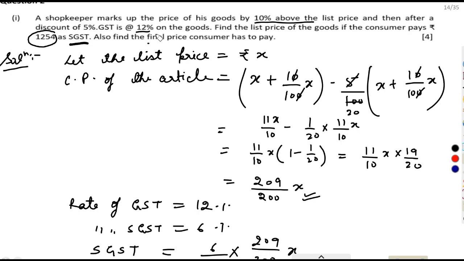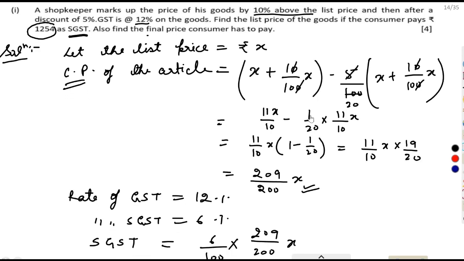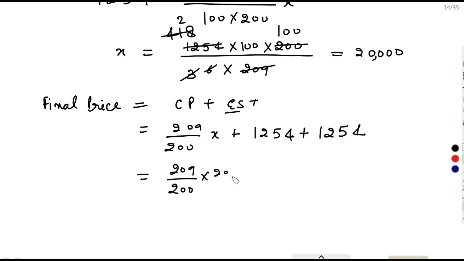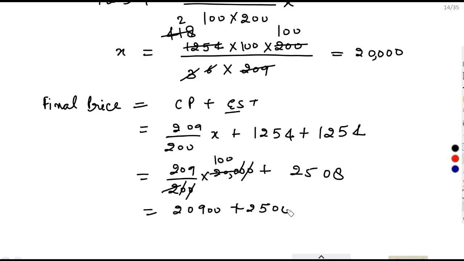Final price will be CP plus GST. CP is 209 divided by 200x and GST is SGST plus CGST, both will be same. ₹23,408.